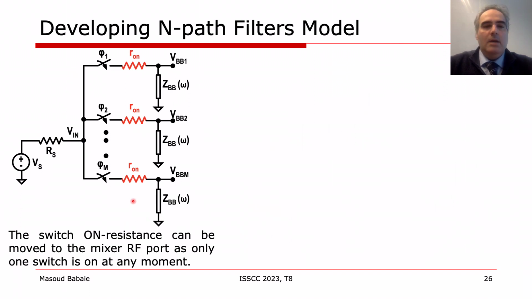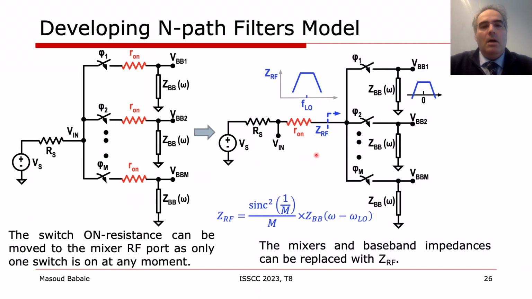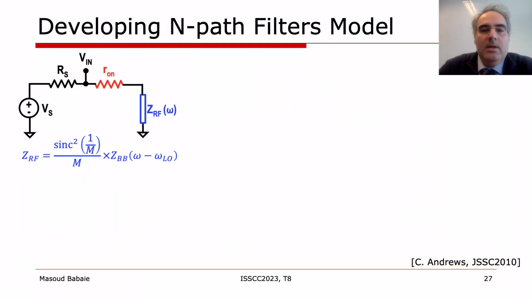I also added the on resistance of the switches in this schematic. Since only one of the switches is on at any moment, we can remove all the R-on resistors in the baseband ports of the mixers and put one R-on resistor at the RF ports of the mixers. As the next step, we can also replace all the switches and baseband impedances with an RF impedance ZRF that we calculated in the previous slide. Now we have this simple model for our N-pass filter.